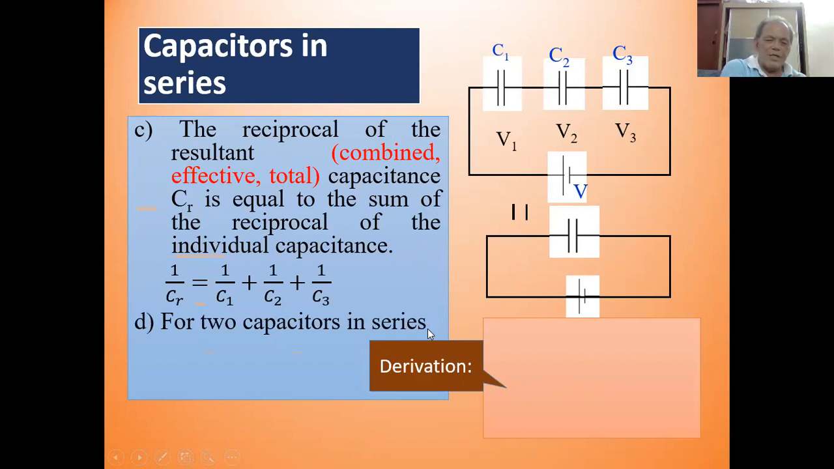So if it's 2 capacitors, rather than use this formula, you can still do the same thing: you multiply the 2 of them and then add the 2 of them. It's just faster to use this formula, especially when you solve objective questions. So how to derive it?